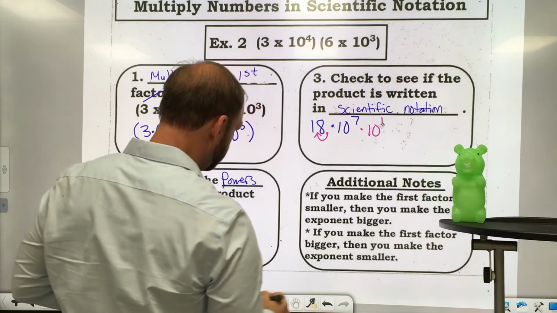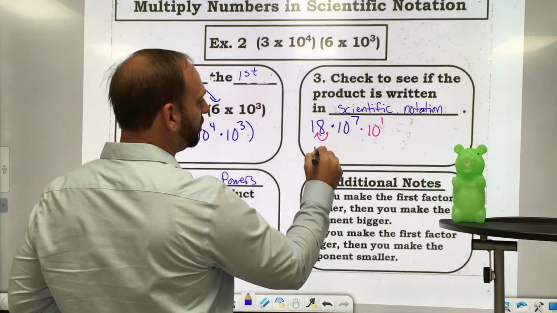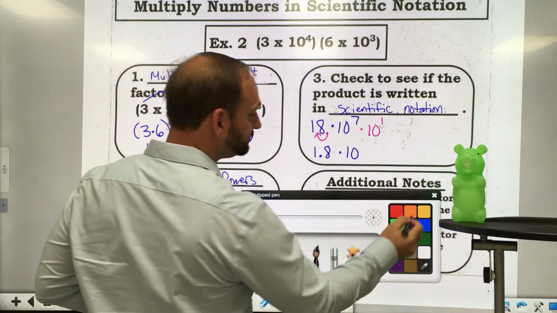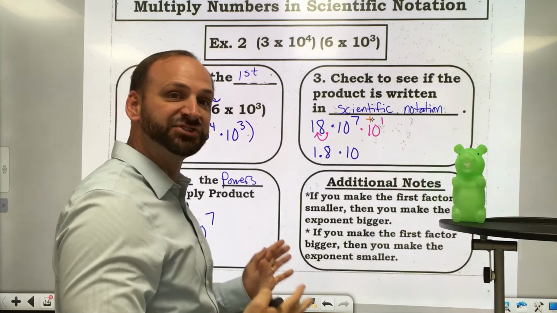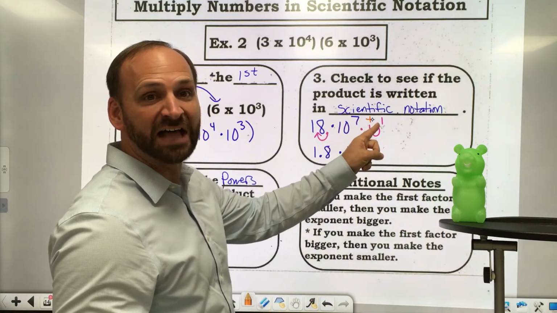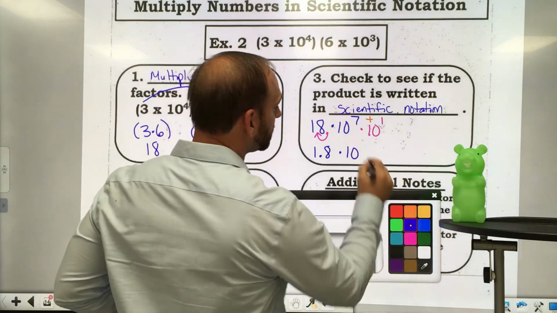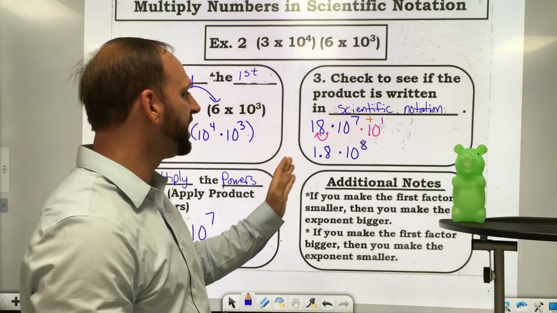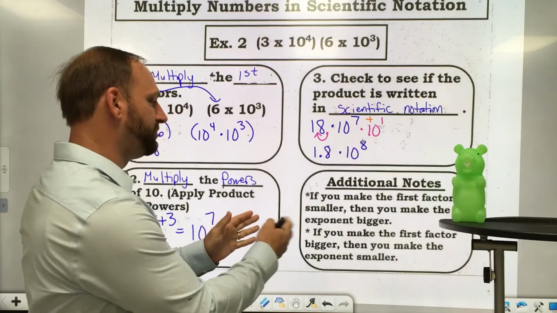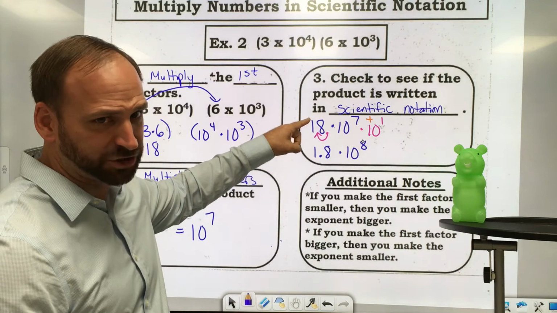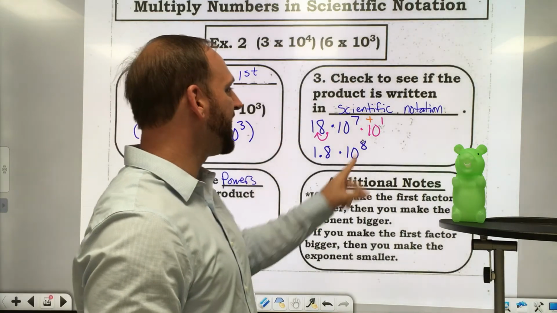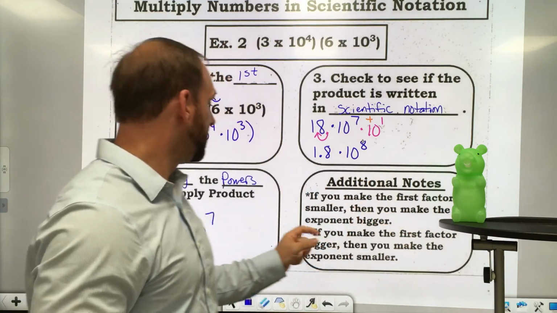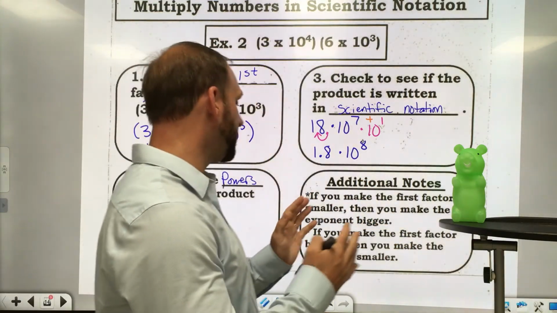Okay? So what's going to happen is I'm going to have 1.8 times 10 to the, remember, rule of exponents. If my bases are the same, I keep the base and I add the exponents. So we get 10 to the 8th. Now that number is written in scientific notation, 1.8 times 10 to the 8th. Now, a good rule to remember, if you make this first factor smaller, then you're going to make the exponent bigger by the same factor of 10. If you make the first factor bigger, then you make the exponent smaller.